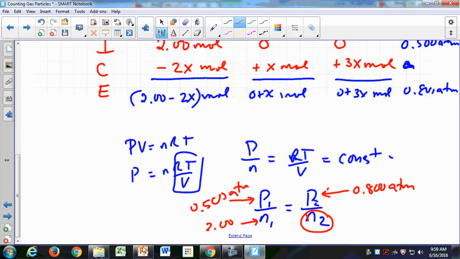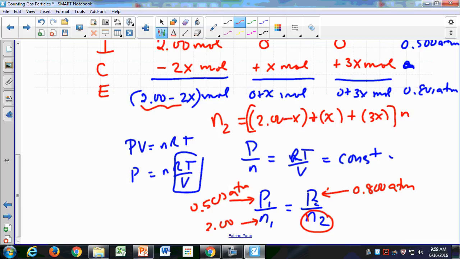Well, what happens if you know n2? n2 is just the total moles of gas when the total pressure is 0.8. So n2, as you can see here, is just moles of A that's left, 2.00 minus 2x, plus moles of B, which is x, plus moles of C, which is 3x. All of this, in moles, is equal to your n2. So you can solve for x.